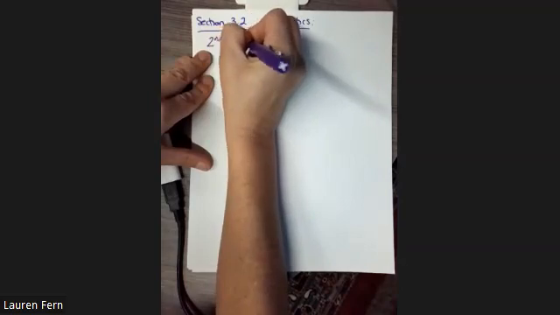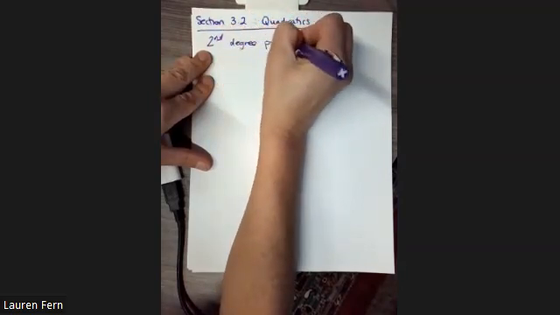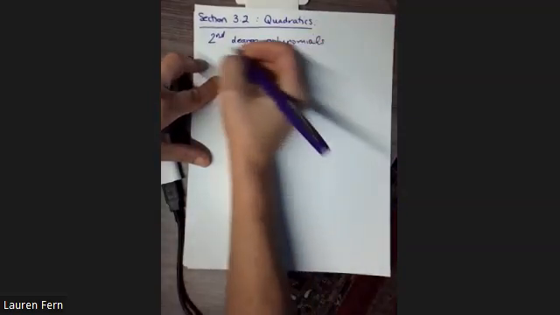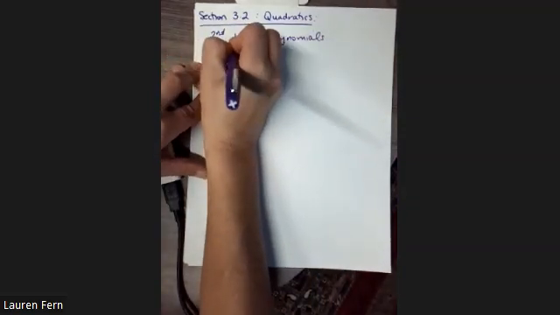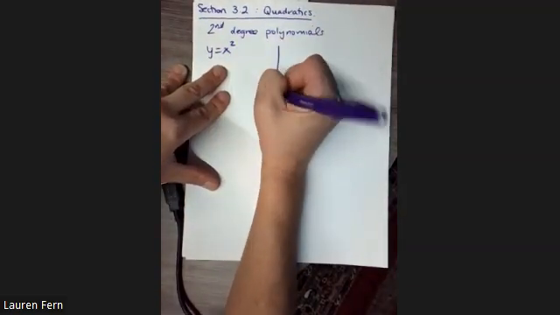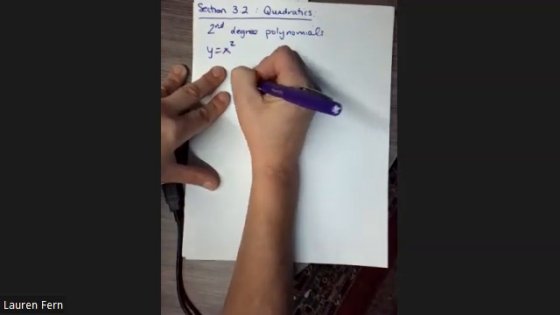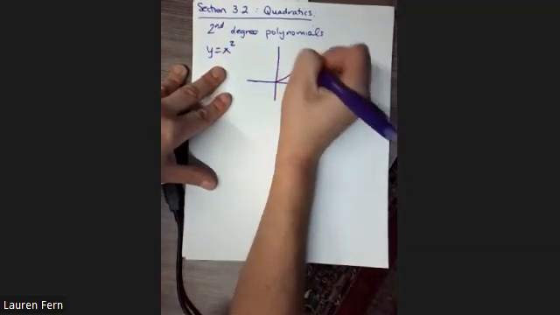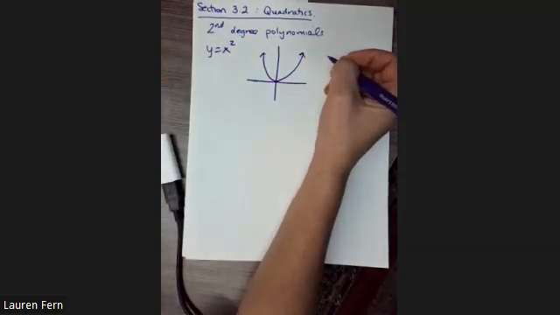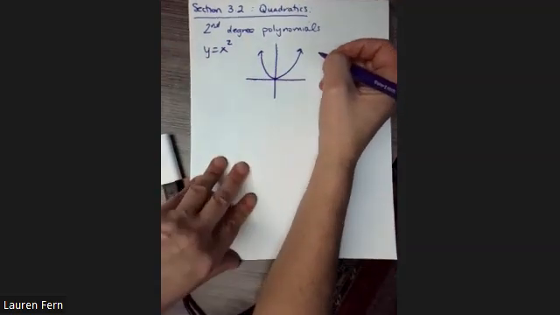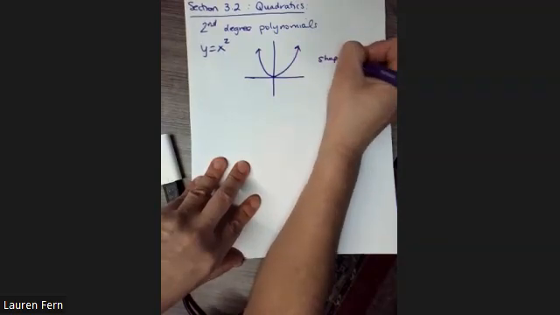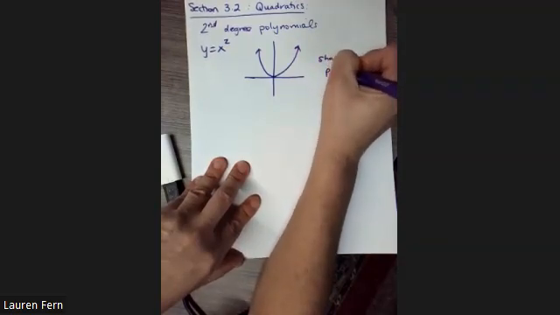degree polynomials. Okay, so the one we're most familiar with is y equals x squared. Okay, so when I say we've already talked about these, this is the one in particular I'm looking at. So recall that we have this as our graph. Okay, what I want to mention is as follows. We call the shape of this graph a parabola.